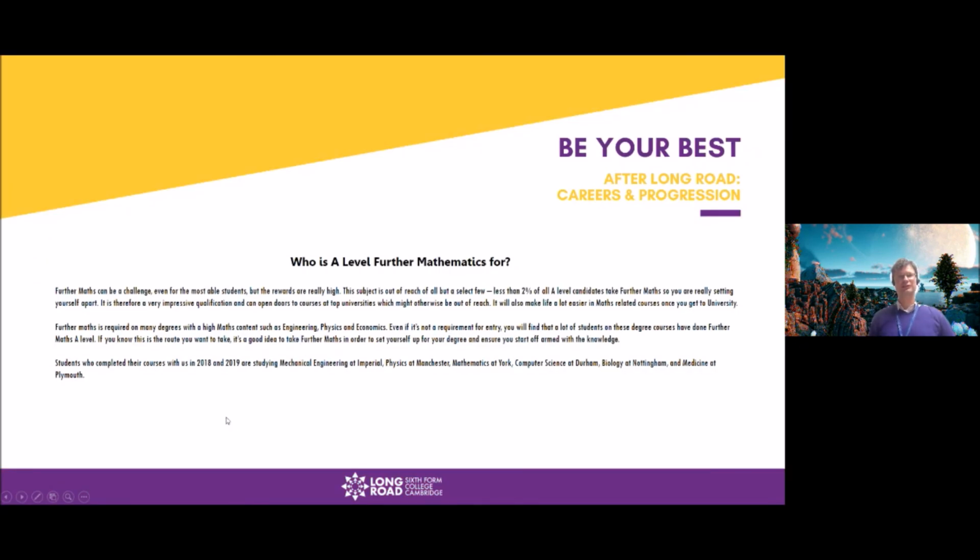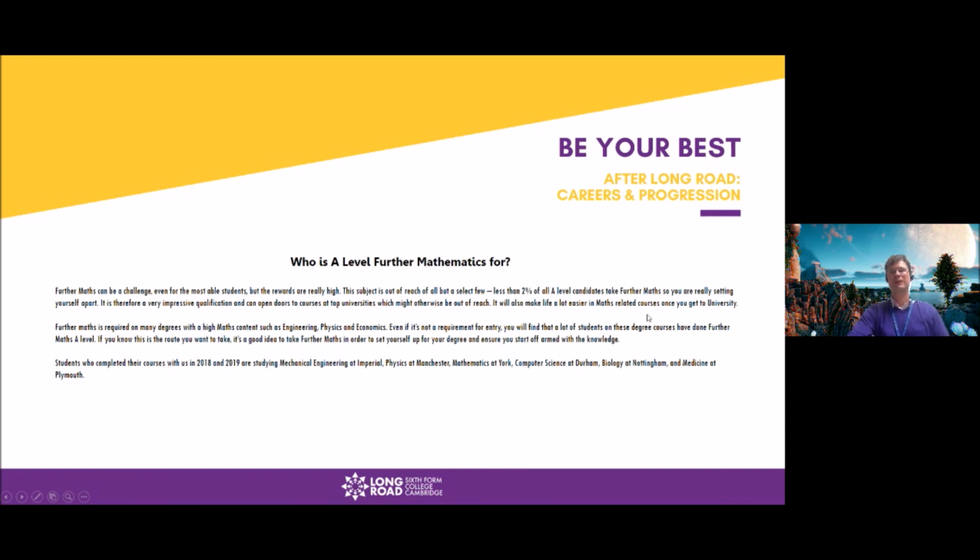So this next slide is just a little bit about who the further maths course is aimed at. Further maths is a very, very challenging course, and it is designed for very able students. There's a little figure there that says less than 2% of all A-level candidates take further maths. So if you do that course, you are setting yourself apart as the elites. It's a very impressive qualification to get, especially if you end up with an A or an A-star grade, and it can open doors to the top universities, which might otherwise not be in reach.